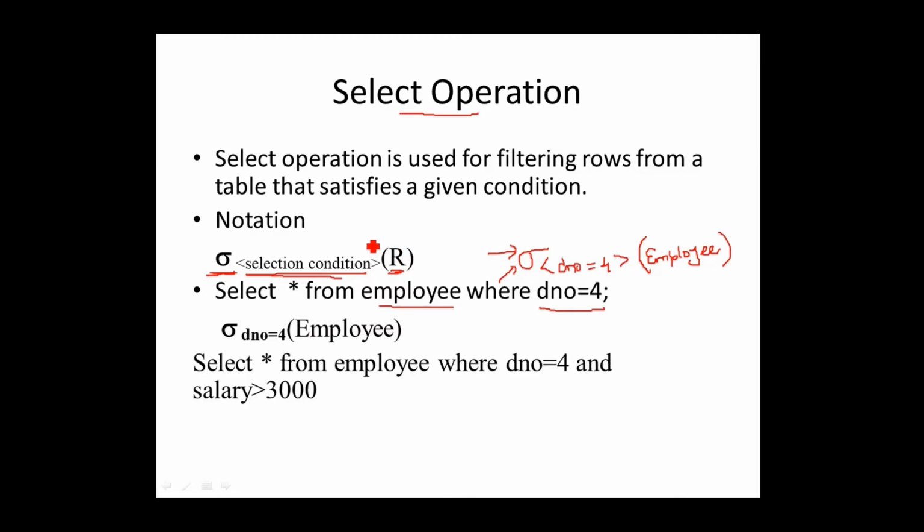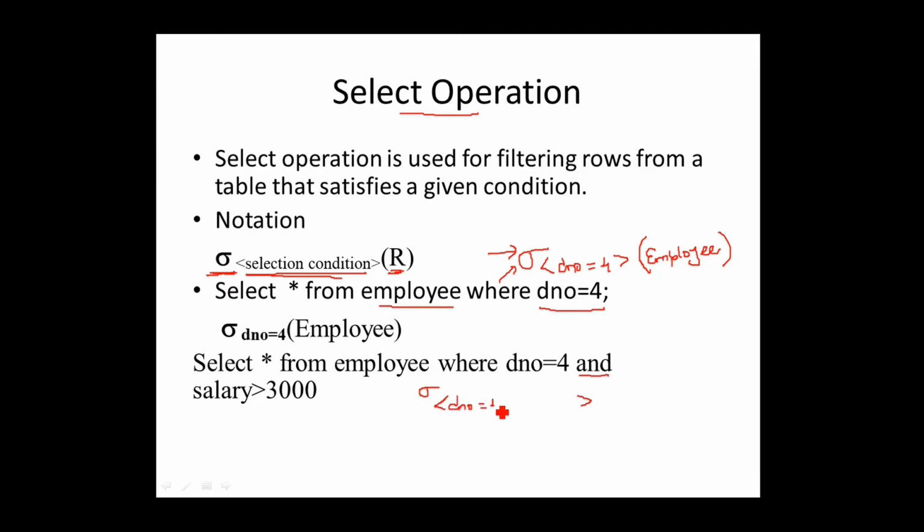That is this query: select star from employee where department number is equal to 4 and salary is greater than 3000. So we have two conditions here with an AND operator. How are we going to do this? We are filtering rows here, obviously. So you're going to put a sigma. Whenever you're filtering rows, you put a sigma, and then you put all the conditions here.